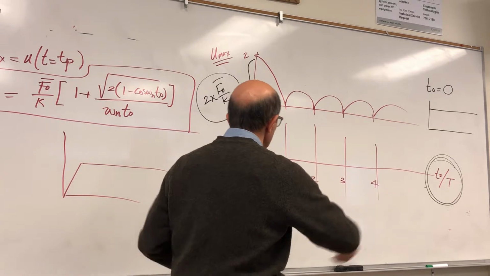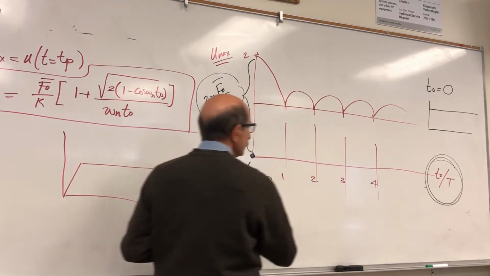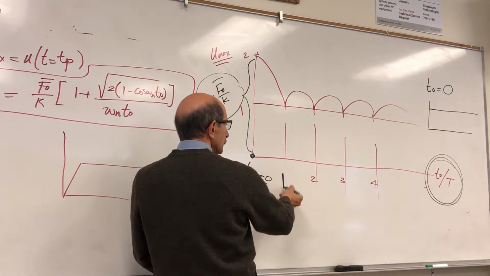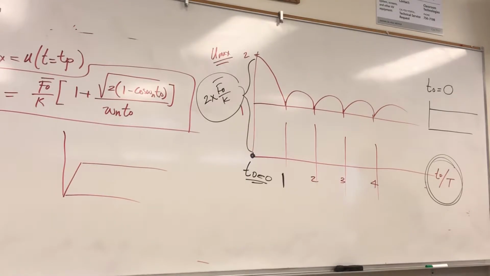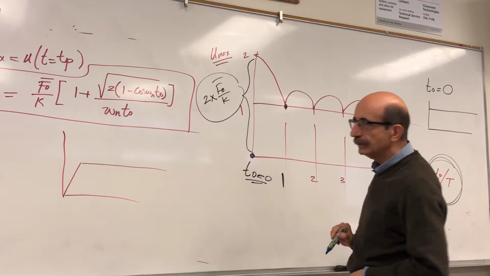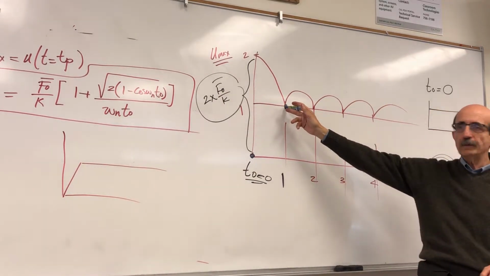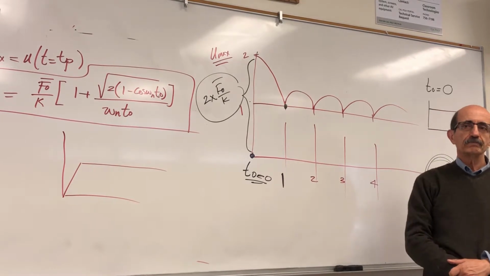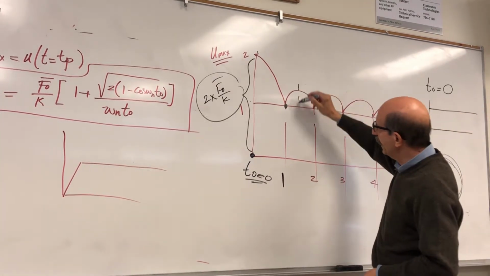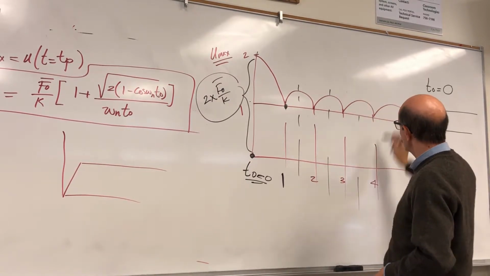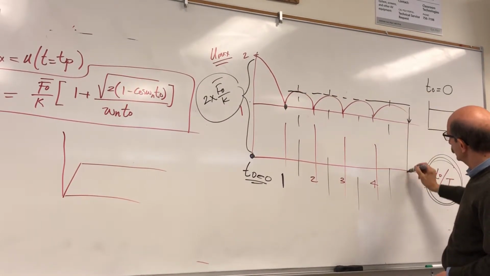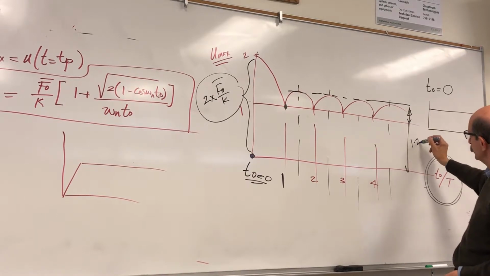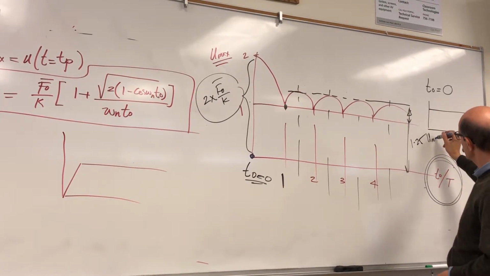If you have, for instance, t0 over T equal to 1, in other words, if t0 is equal to the natural period of the system, as you can see, the maximum displacement would be equal to the static displacement. If it is 1.5 or 2.5 and so on, the maximum value of the response would be about 1.25 times, or 1.5 f0 over k.